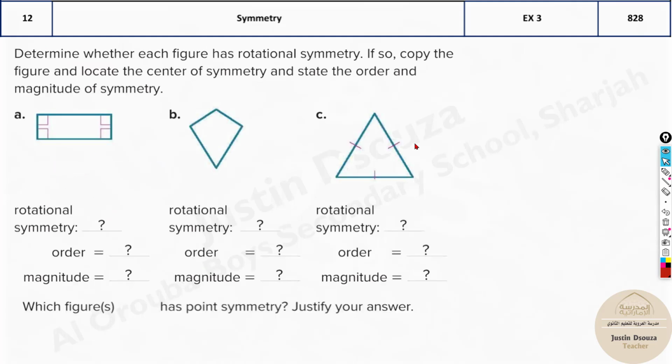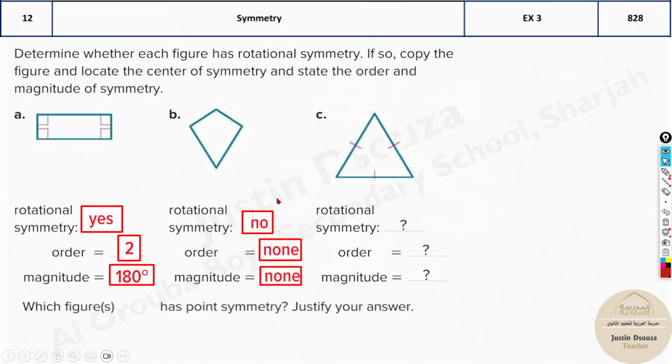Let us look into a check problem as well. You can try this by yourself. Please do it by yourselves and then check the answers. Here, yes, there is rotational symmetry, you can say for sure. But now, since the shapes and sides are not the same, the order will be 2 and it's 180 degrees, just like the previous problem. What about this? No, there is no way you can get it onto itself. There is no order, none magnitude.